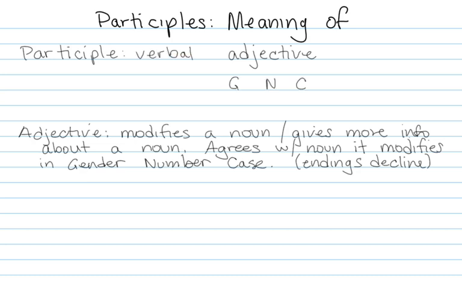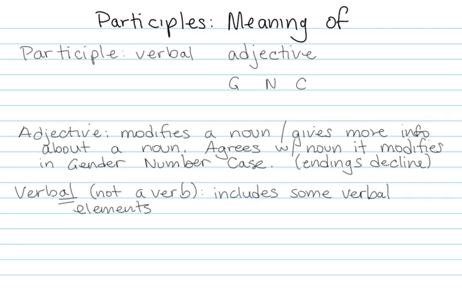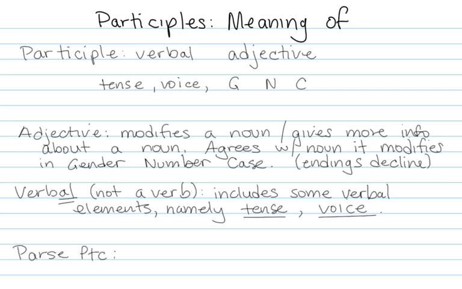It is a verbal adjective, which means that even though it is an adjective, it has some verbal qualities. So it's verbal, but not a verb. It has some verbal qualities. Those verbal qualities include tense and voice. So a participle, as a verbal adjective, the endings will change, or the word itself will change to reflect tense, voice, gender, number, and case.